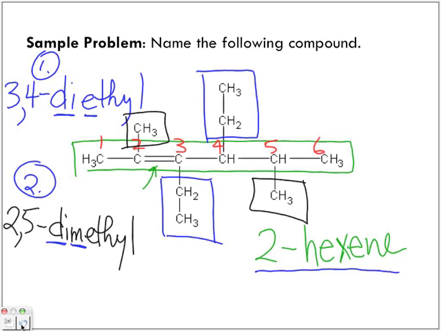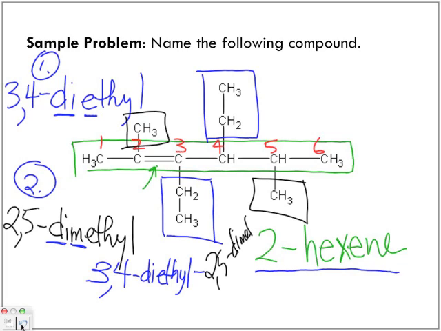So when naming this, we are going to put this in the following order. It's a 3,4-diethyl, hyphen, 2,5-dimethyl, sorry for the mess, hyphen, then we put the 2-hexene. So let me show it to you a little bit simpler here.